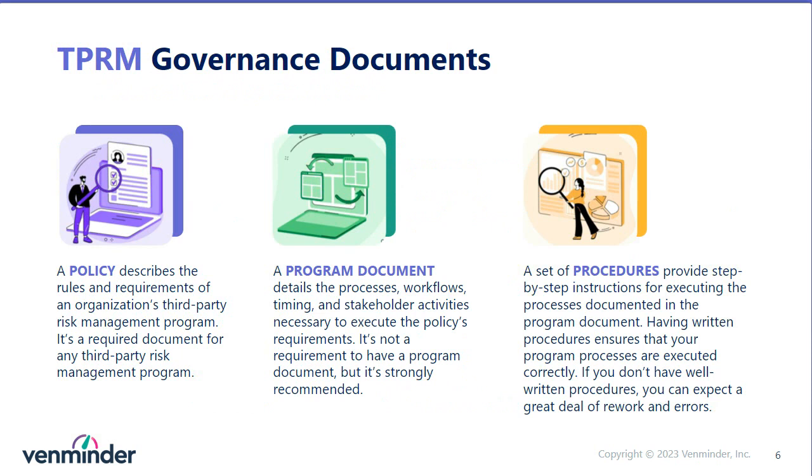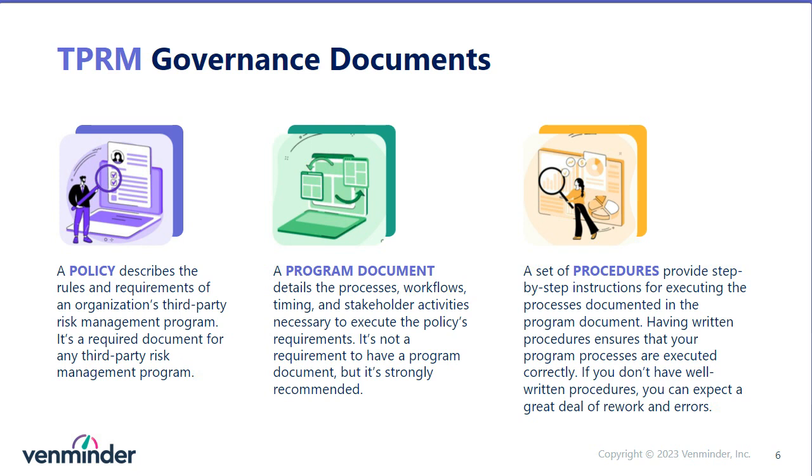So today we're going to talk about the 3 types of governance documents. We're going to talk about a policy, which is the formal document that describes all the rules and requirements for the program. It talks about oversight and accountability, stakeholder roles, and it is a required document for any third-party risk management program.